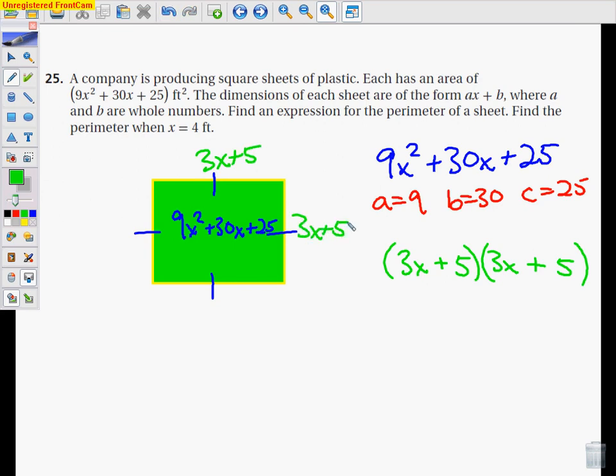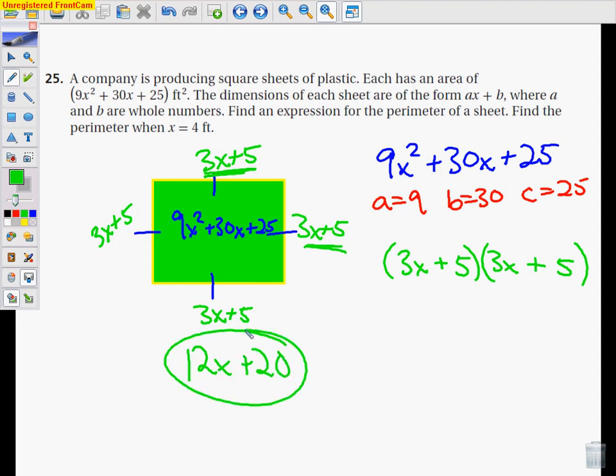Now, this problem has two parts. It says find an expression for the perimeter of the sheet. So the perimeter is when you add up all the sides, right? So if this is 3x plus 5, this is 3x plus 5, this is 3x plus 5, and this is 3x plus 5, well, let's go ahead and add all the like terms. 3x plus 3x plus 3x plus 3x, well, that's 12x. 5 plus 5 plus 5 plus 5, well, that's 20. So that's an expression for the perimeter.